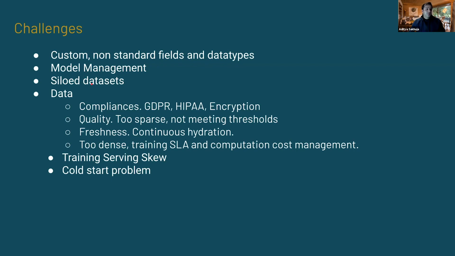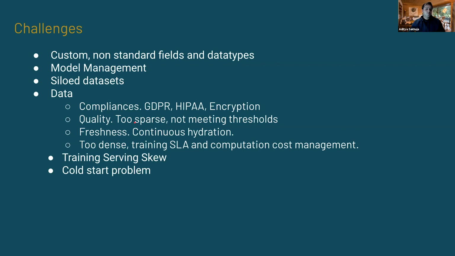Then siloed data sets. We don't cross boundaries, so that has its own downsides. At the same time, the security aspect is also tied to the siloed data sets, which I have covered here under data. So we have to keep an eye on compliance, encrypted data sets, and the quality of the data itself. If it is too sparse, as I was mentioning in the diagram earlier, then it might not even be ready for training.